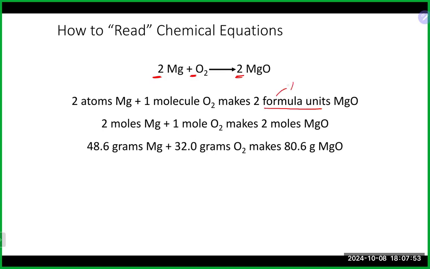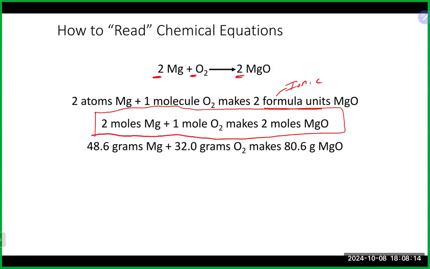Formula units are sometimes used for ionic compounds instead of molecules because, again, they're not sharing electrons. So sometimes people will use formula units when it's an ionic sort of compound involved. The relationship that we use probably the most with stoichiometry is what is sometimes referred to as the mole to mole relationship. And again, it is just the coefficients.